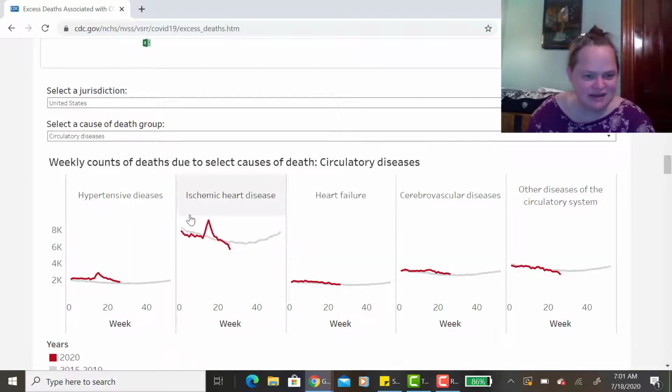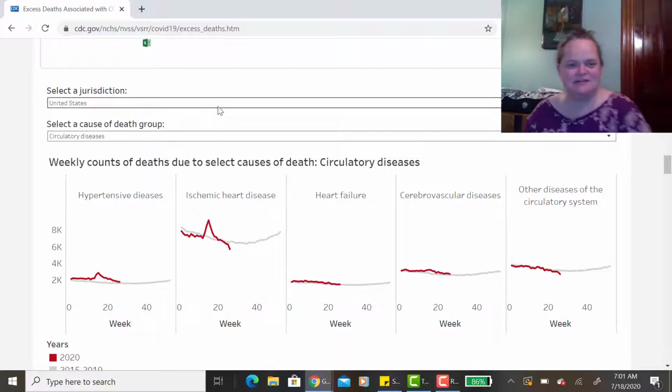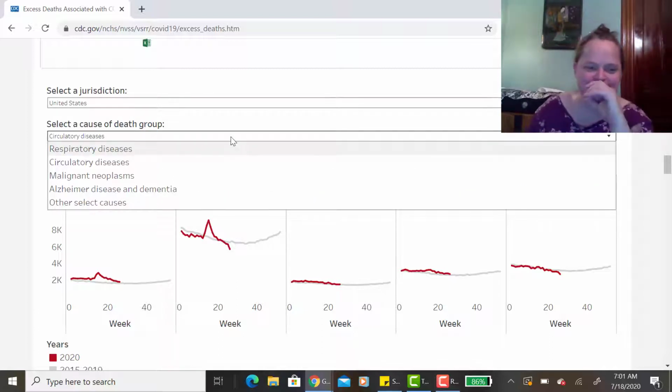Hypertensive diseases, and it's misspelled. Oh my gosh. I'm not going to write them about it. Maybe someone will tell them.